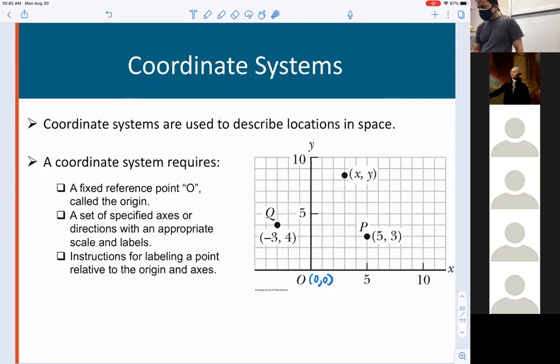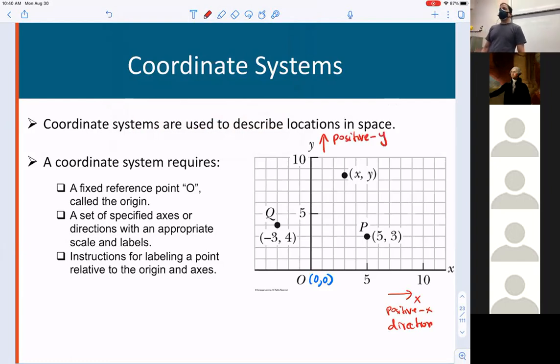Now, this -3 and +4, where do these signs come from? They come from the convention that you decide which is what you're calling your positive direction. So in this case, the positive x direction is to the right. This is the positive x direction. And the upwards direction here is your positive y direction.